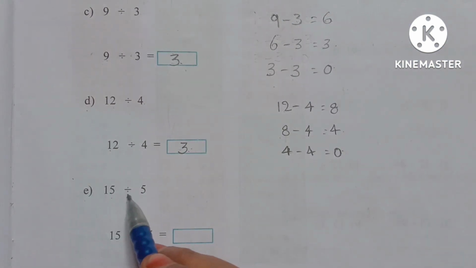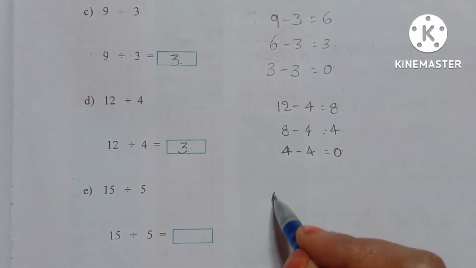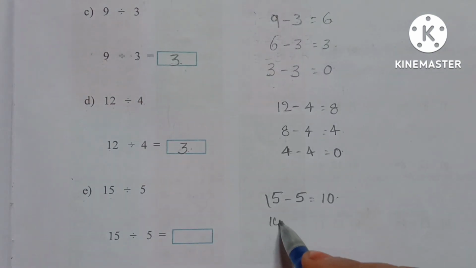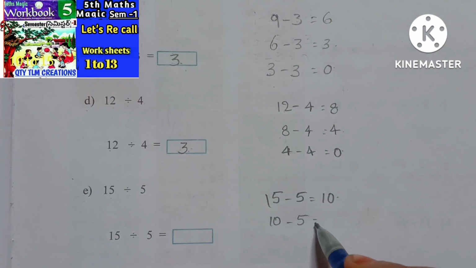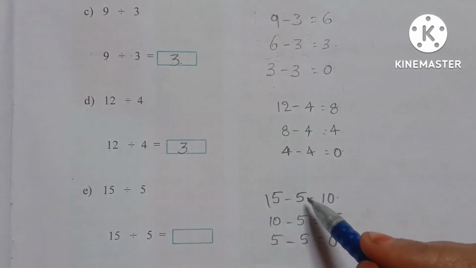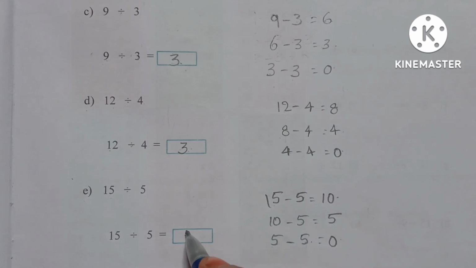Next E, 15 divided by 5. So subtract 5 from 15, we get 10. Again subtract 5 from 10, we get 5. Again subtract 5 from 5, we get 0. So how many times 5 subtracted here from 15? 1, 2, 3. So we have to write 3 here. So 5 divides 15 for 3 times.